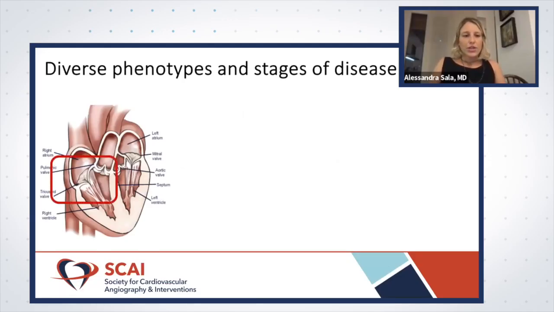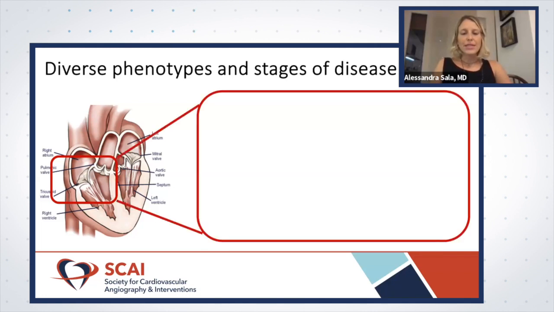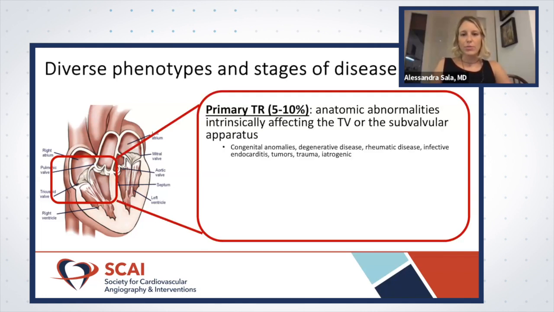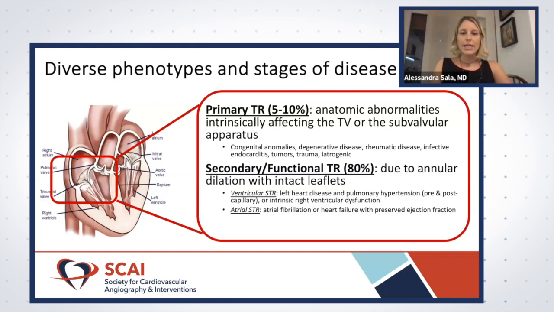Thank you. So tricuspid regurgitation is defined as the inability of the valvular leaflets to adequately coapt during ventricular systole. A new classification for TR etiology has been utilized. Primary TR accounts for a minority of cases, and it mainly refers to anatomic abnormalities that intrinsically affect the tricuspid valve or the subvalvular apparatus. Secondary or functional tricuspid regurgitation accounts for 80% of cases due to annular dilation with intact leaflets.